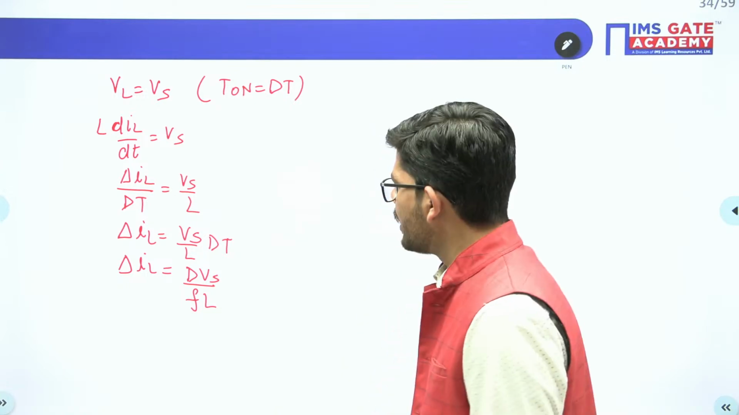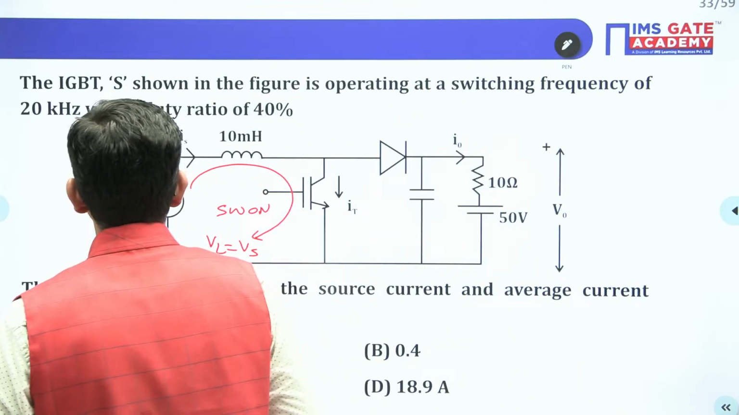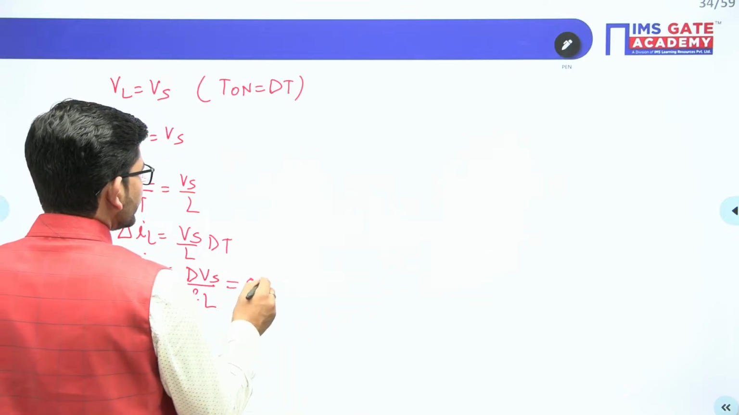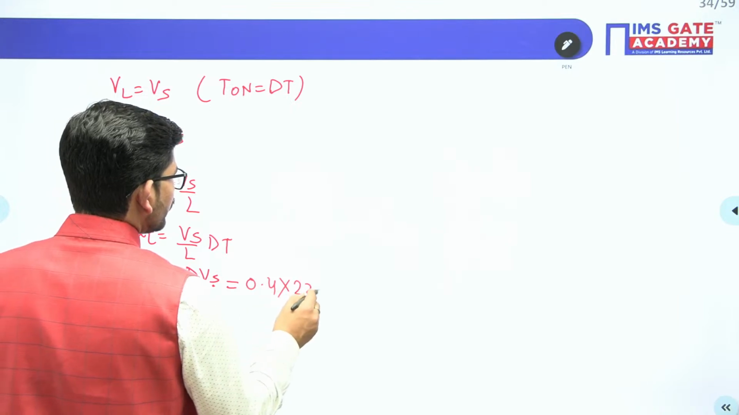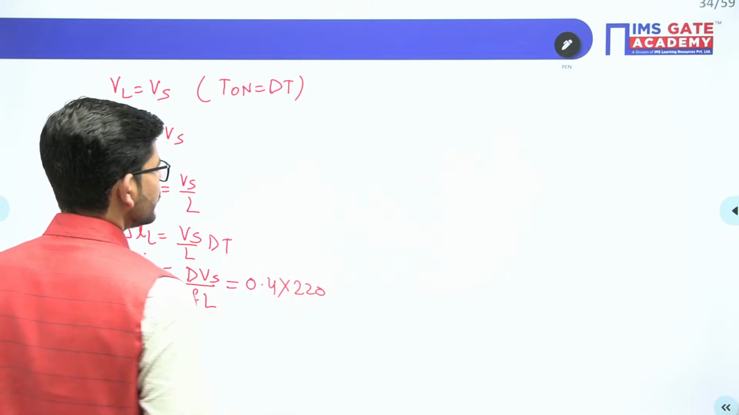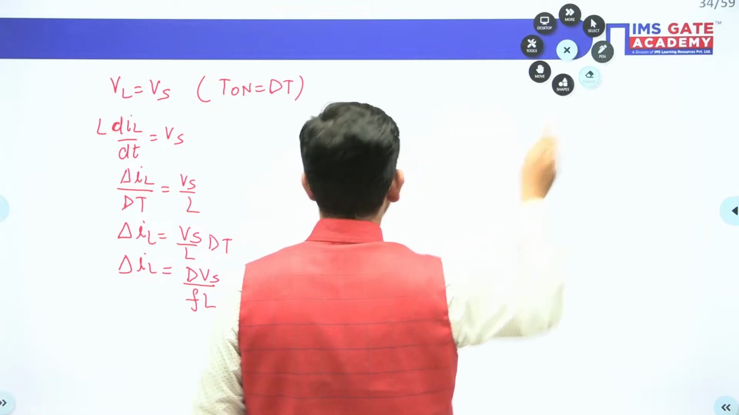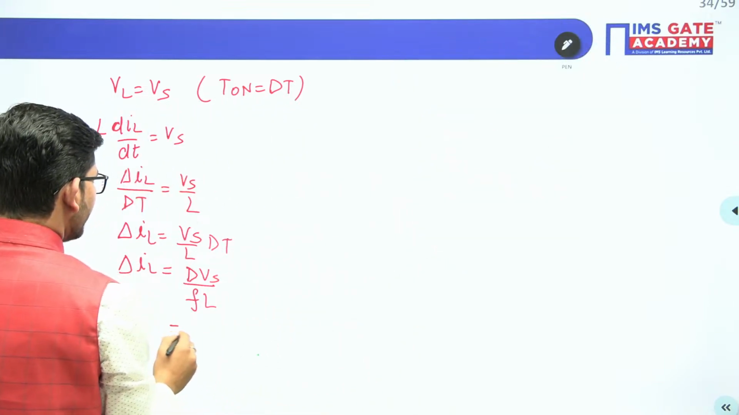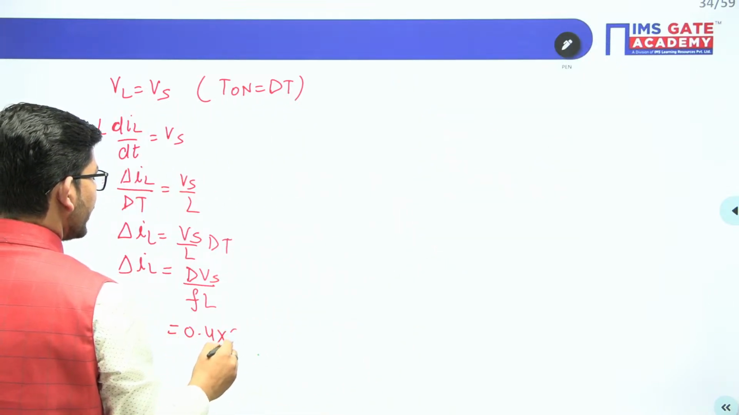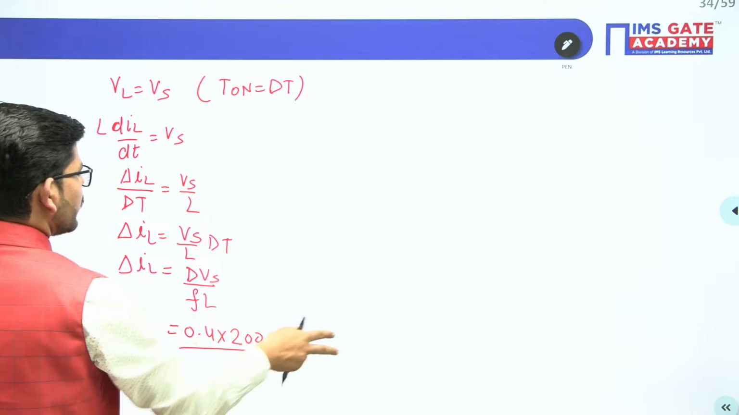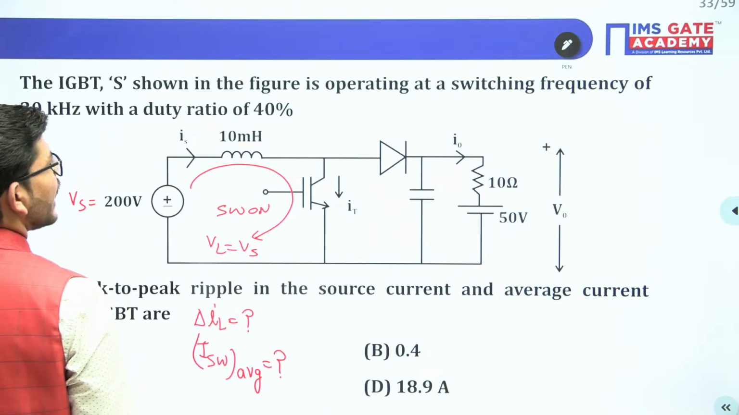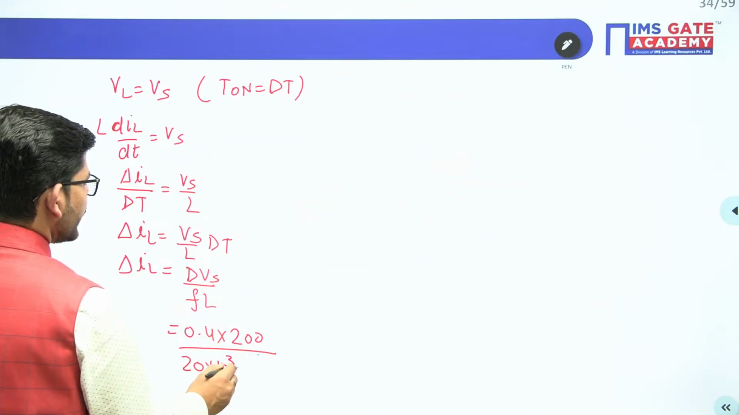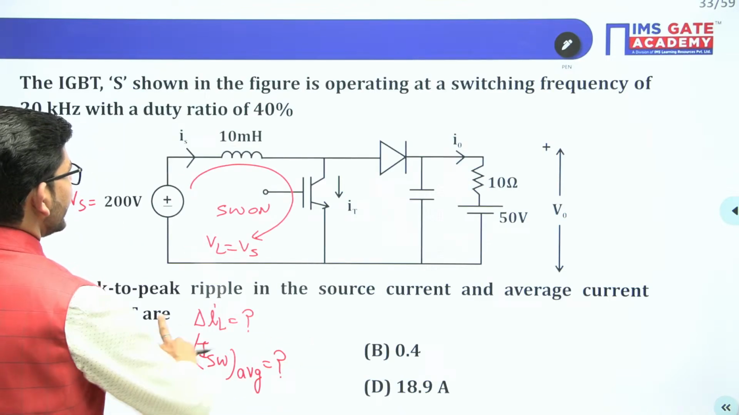Okay. Now, do we have all the data required for this? D value we have, Vs we have. What is D? D is given to us, which is 0.4. Vs is 200. So, D value is 0.4 and Vs value we have is 200 upon, what is F and L? L is 10 millihenry and F is given to us as 20 kilohertz. So, 20 kilohertz and 10 millihenry.